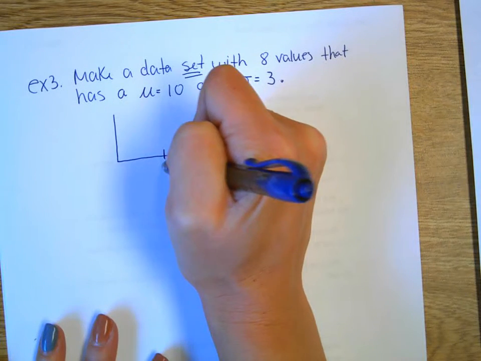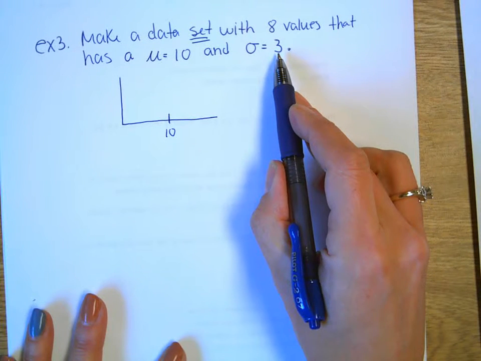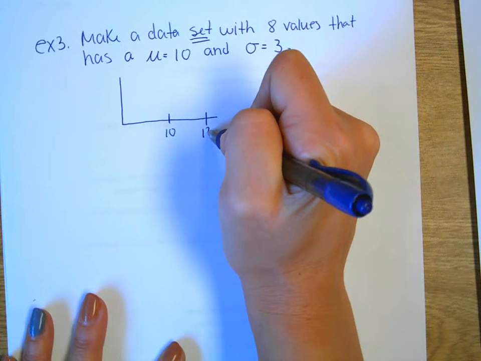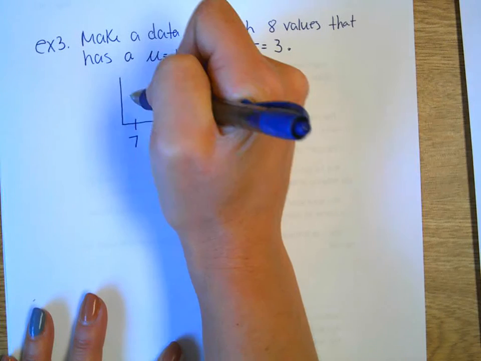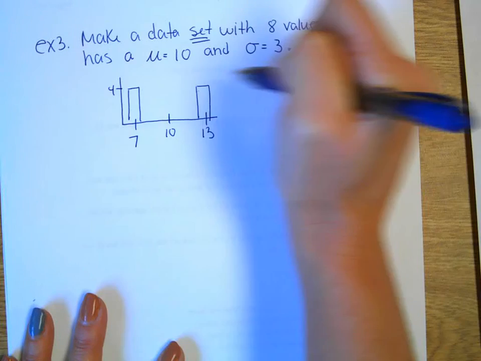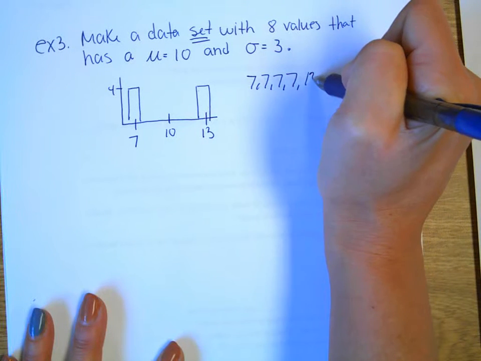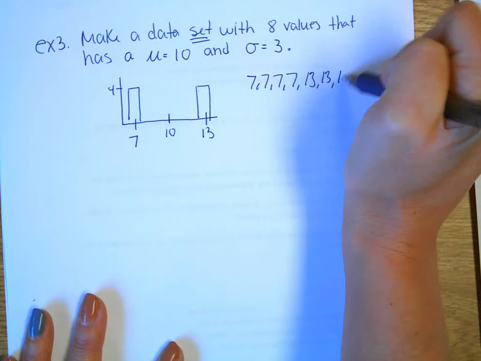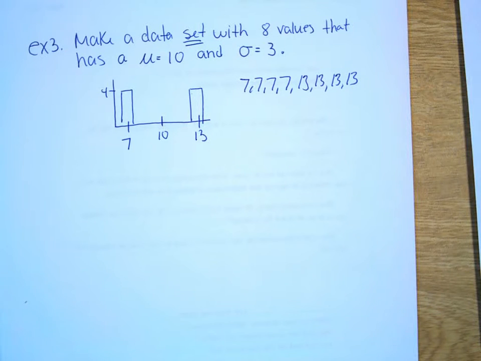You want your average to be 10, but I want my numbers to be 3 away from 10. So what numbers are 3 away from 10? 13s and 7s. How many of each do I want? 4 of each. Well, here's the graph for it. I didn't really need the graph, but I want 7, 7, 7, 7, 13, 13, 13, 13.